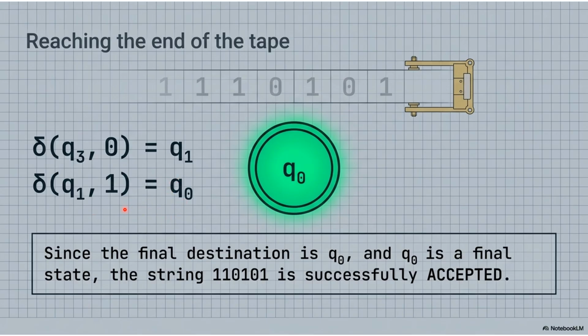So after reading the entire string, the DFA reaches the final state. In the above example, Q0 is the final state. So it reaches the final state, right? If it is an accepting state, the string is accepted. In the above example, the string is 110101. We started from the starting state Q0, and after the transitions, it moves to the Q naught state. Q naught acts as the starting state and final state. Since it reaches the final state Q naught, the string 110101 is successfully accepted.